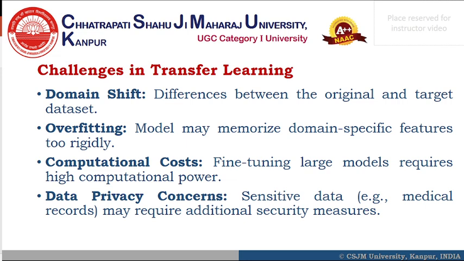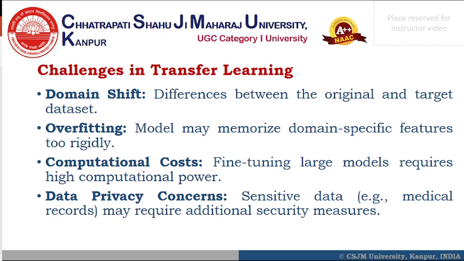So, while transfer learning significantly reduces training time, it still requires considerable computational power, especially for large scale fine tuning. Training deep learning models with millions of parameters such as GPT or ResNet demands high-end GPUs or TPUs, which may not be accessible to all organizations. So cloud-based AI services and optimized model architectures can help reduce this burden.